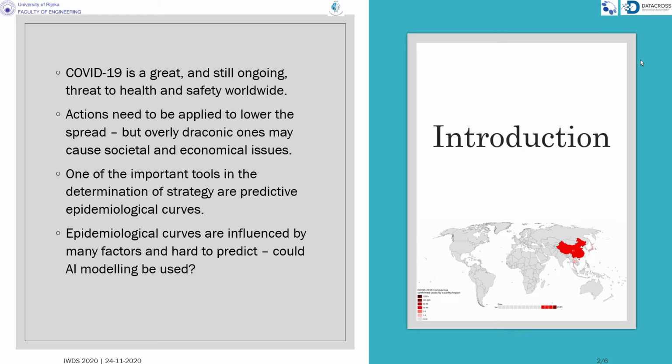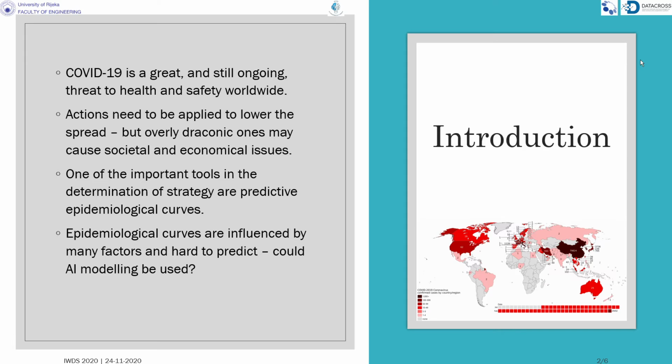So, as we all know, COVID-19 is a great threat. We are all familiar with it at this point. And we know that actions need to be applied to combat it, to lower the spread rate of COVID-19. If these actions are too aggressive, they can cause other issues. Due to that, government officials and health officials need to have information on how the number of cases is going to act in the future. And this is something that can be done through the epidemiological curves of the virus spread.